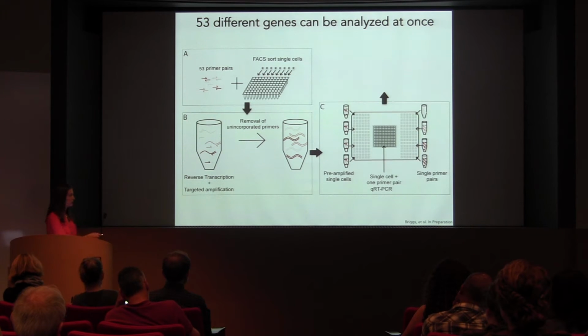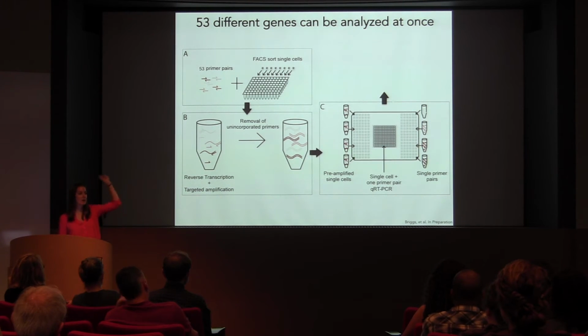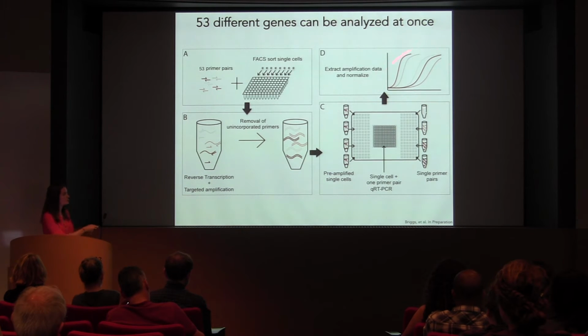We then load these pre-amplified single cells into a microfluidic chip. And on the other side, we load single primer pairs. So where a single pre-amplified cell and a single primer pair meet, we get the amplification of just that gene, and we're able to quantify that. And so then we're able to extract amplification data for all of our cells and all of our genes, normalized, and then look at the data.